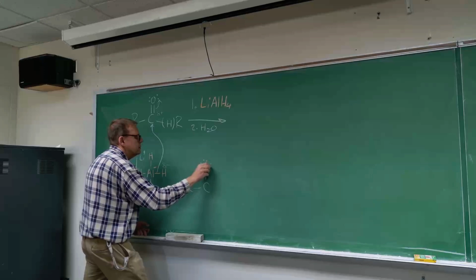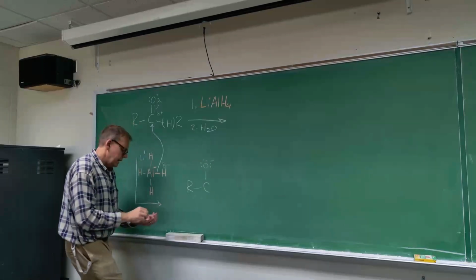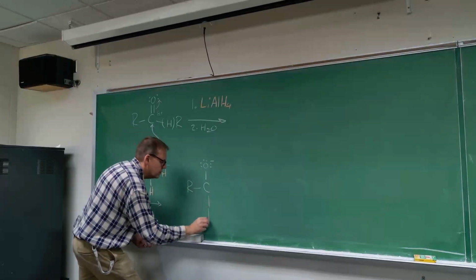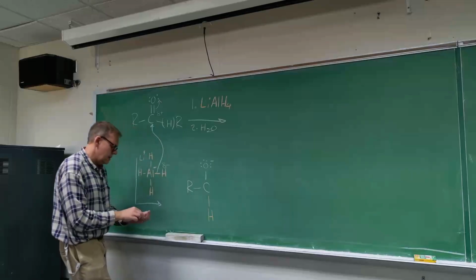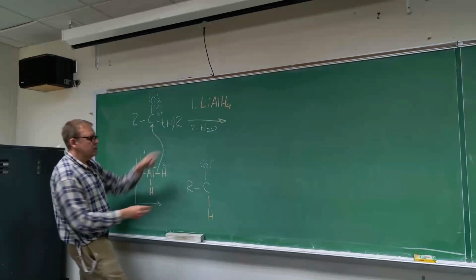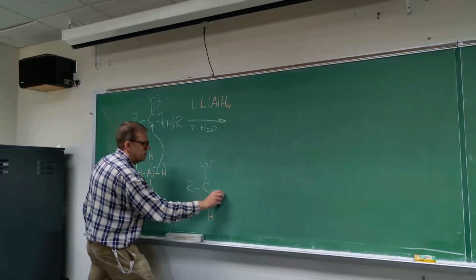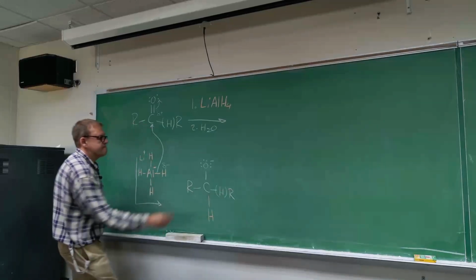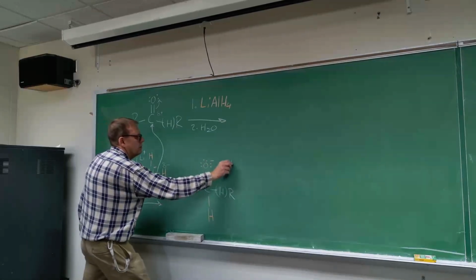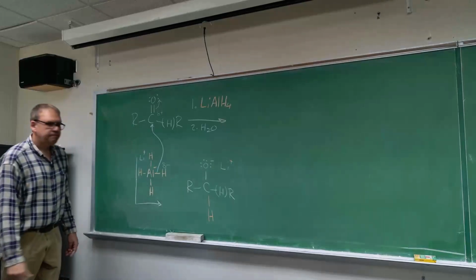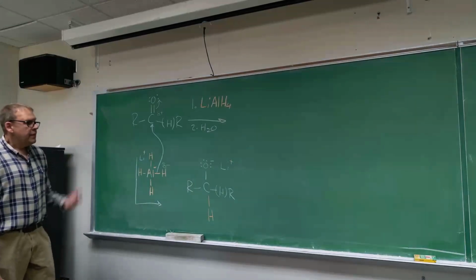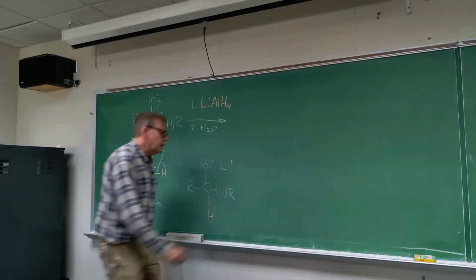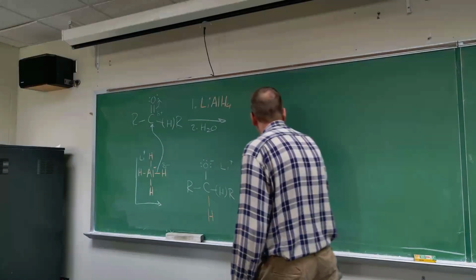And so what you get out of this then is a molecule that now has an O-. We added a new hydrogen to this from the reducing agent. And then the other group that was there is still there. It's still either hydrogen or carbon group. And there's a lithium counterion here. And that's where it sits until you add H2O.